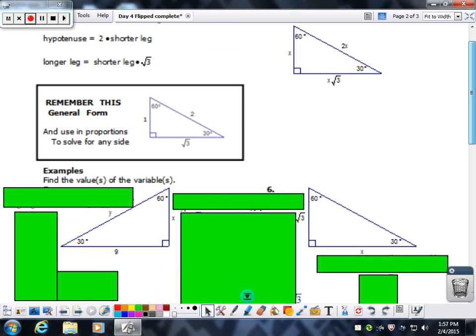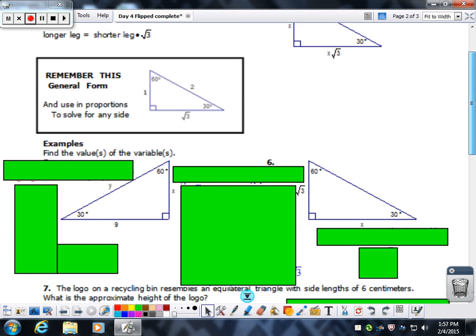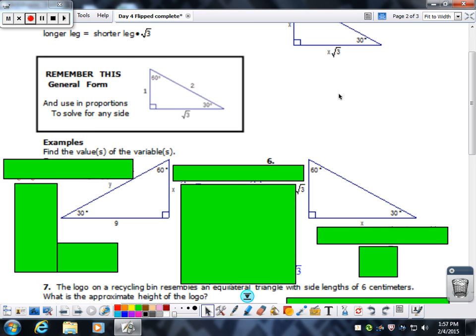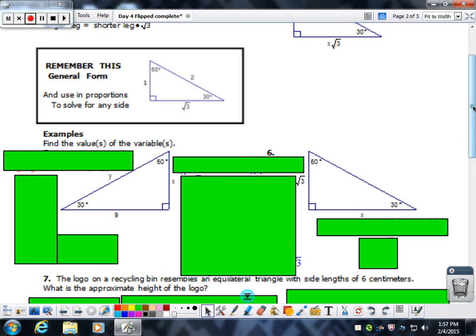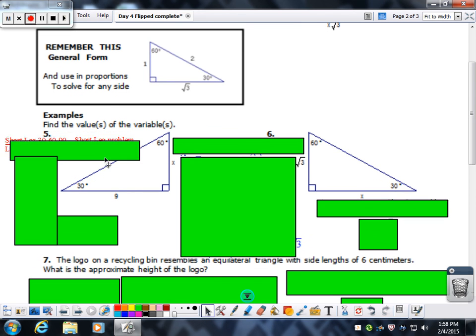Again, we're going to use proportions. We're going to cross multiply. We're going to solve. For this one, the shorter leg is represented with the 1, the hypotenuse is 2, and the longer leg is the square root of 3. So we're going to find the values of the variables. For this example, we're going to look for x and y.